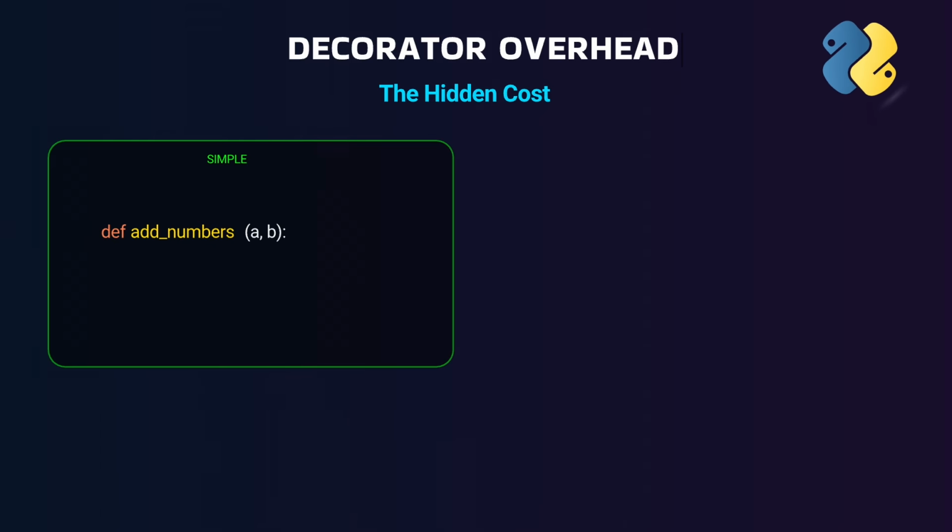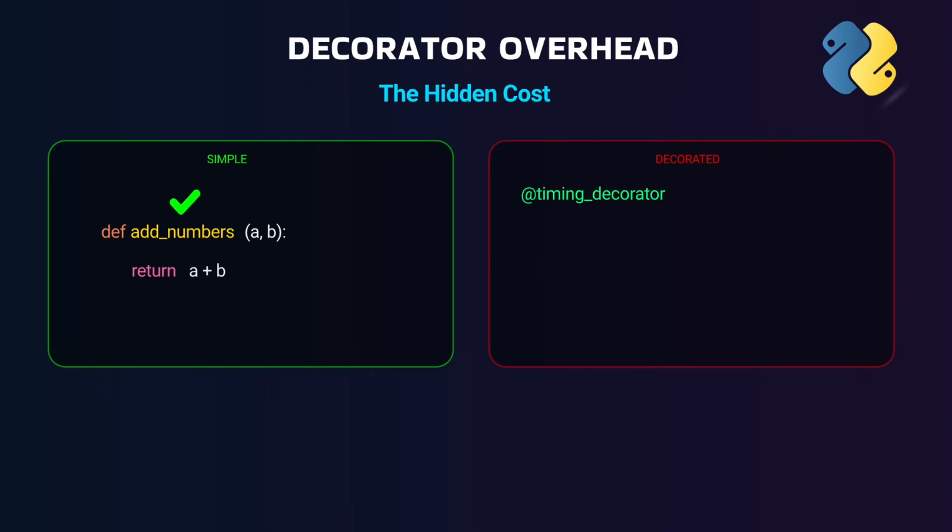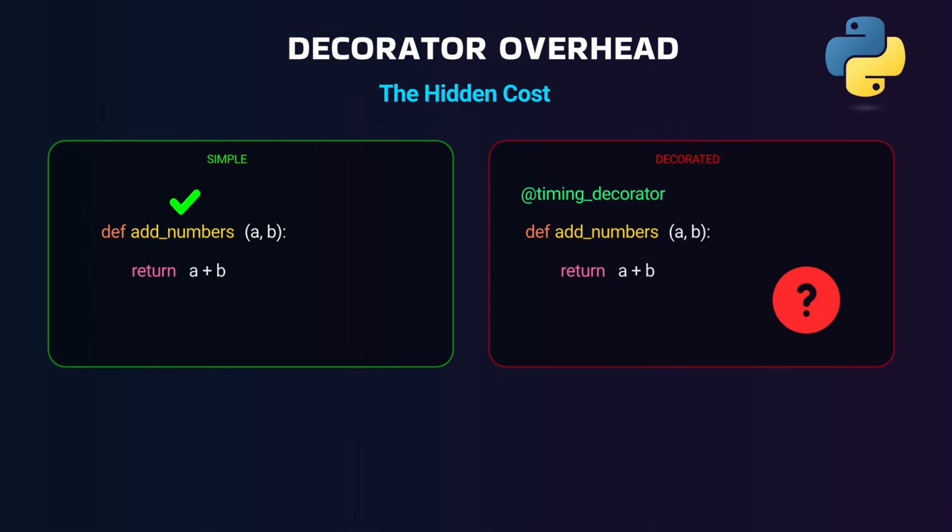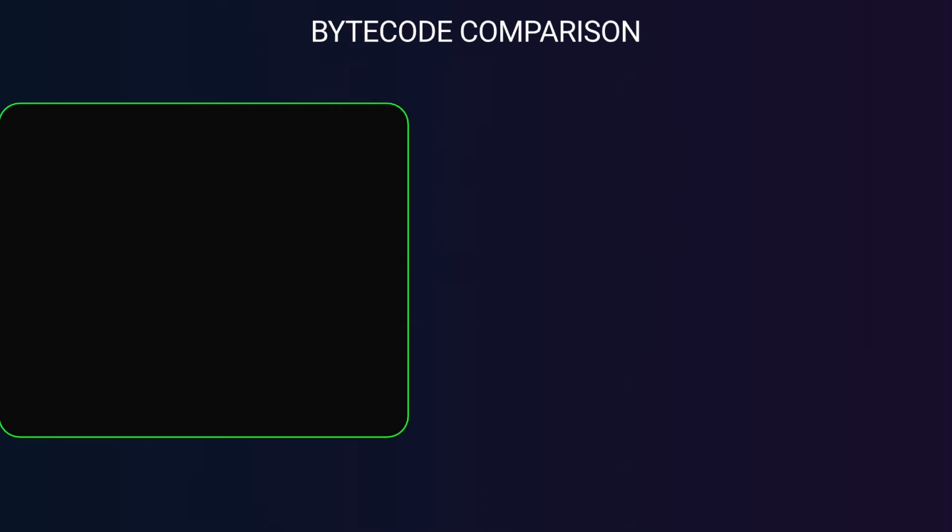Let's start with a simple function that adds two numbers: clean, fast, straightforward. Now watch what happens when we add a timing decorator. Same function, same logic, but Python has to do something very different under the hood. The question is, how much slower does it get? Here's where it gets interesting.